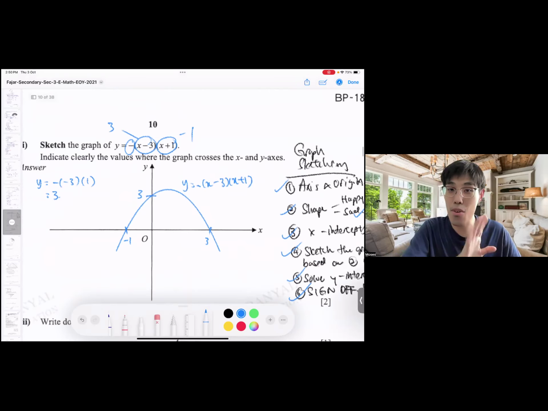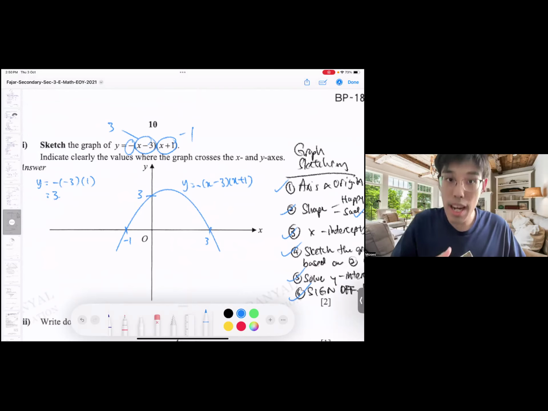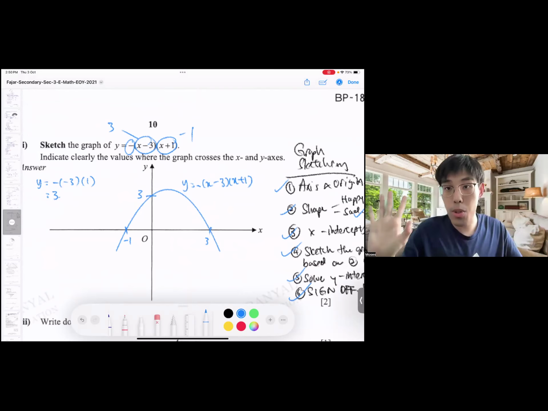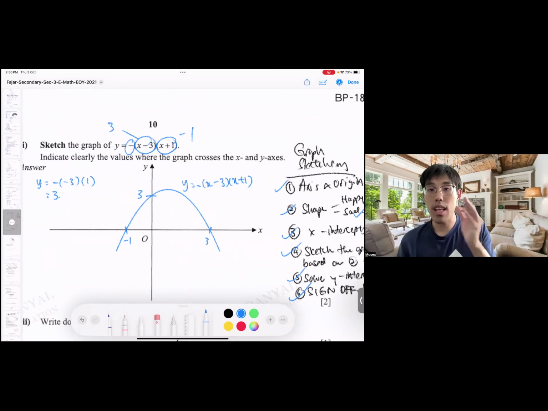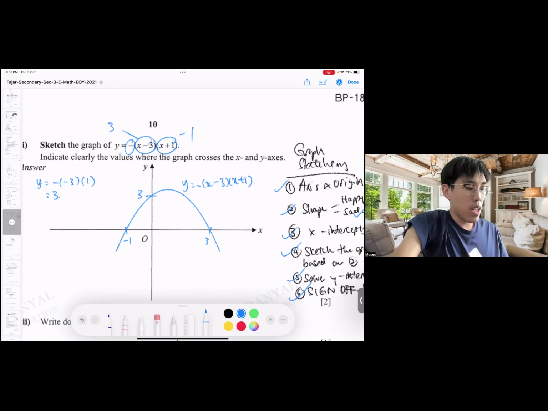Like that, full marks. And it fulfills all the instructions of the question. Indicate clearly the values where the graph crosses the x and y axis. It's all there. We are good to go. Very straightforward. Okay, so follow this 6-step process. You will definitely get your marks 100% of the time. Okay, so this one, I'll leave it here.